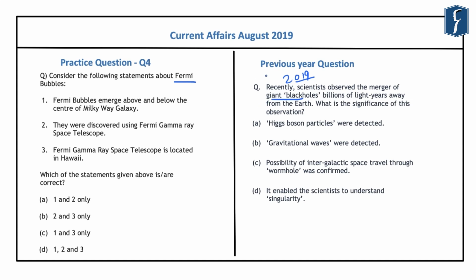And if you look at this question that was asked in 2019, it reads, recently scientists observed the merger of giant black holes billions of light years away from the Earth. What is the significance of this observation? Now, whenever two black holes merge, they lead to the detection of gravitational waves. And this was particularly the significance of the observation that was asked in the question of 2019. And hence the correct answer was B. So these questions highlight that questions related to important space discoveries or researches that are going on can be important for us from the preliminary examination point of view. And accordingly, this question related to the Fermi bubbles can also be asked in your preliminary examination.